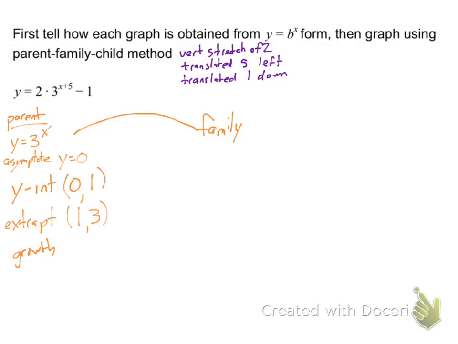Now, if we're going to bring back the multiplication part, the a value, the parent's equation will become 2 times 3 to the x. That's the family equation.